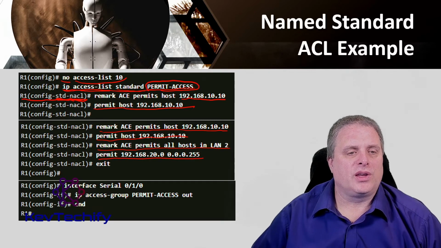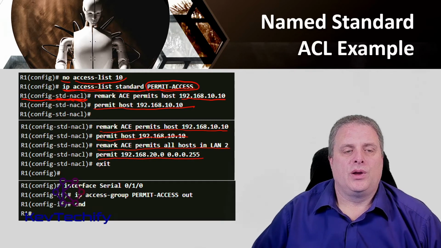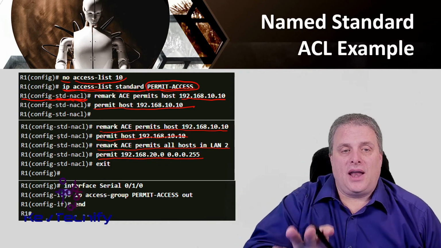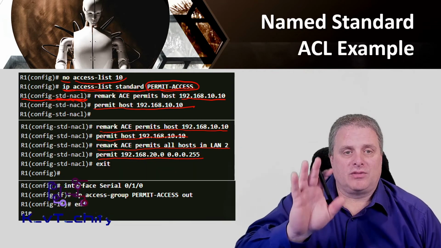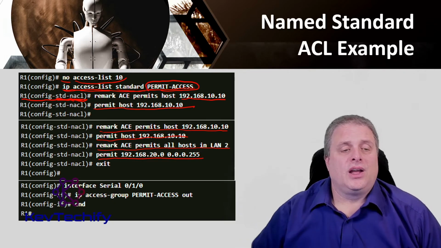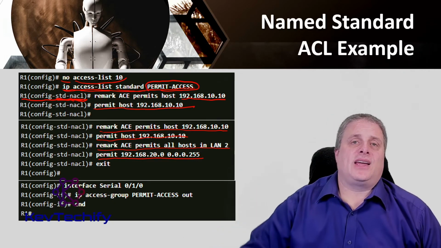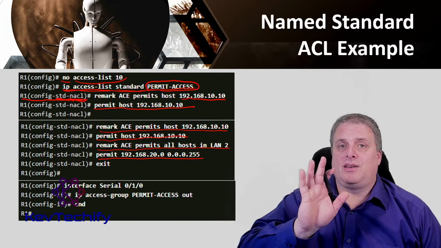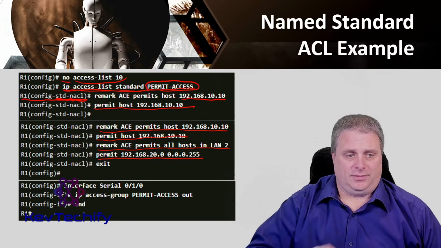And once we have all the configurations done here, we can go ahead and type exit, and we have configured our named standard ACL of PERMIT-ACCESS, all capital letters. Once you have that configured, then we go ahead and apply that to an interface. Same command for a numbered one as a named one.